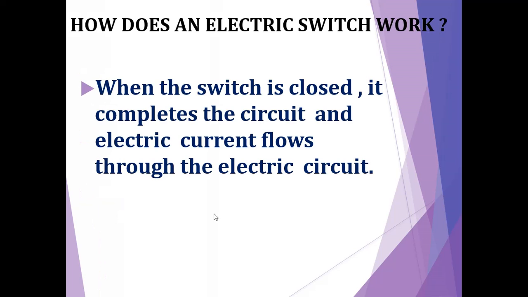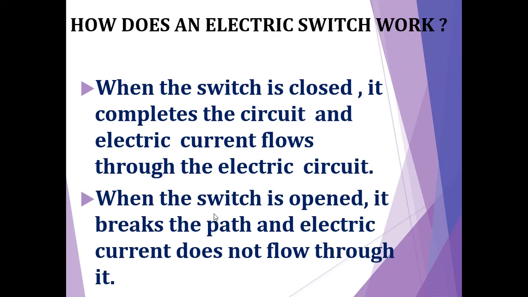How does an electric switch work? When the switch is closed, it completes the circuit and electric current flows through the electric circuit. And when the switch is open, that is when the switch is off, it breaks the path and electric current does not flow through it. Understood children? So when the switch is on, it will complete the electric circuit and allow the electric current to flow through it. But when the switch is opened, it breaks the path and electric current does not flow through it.